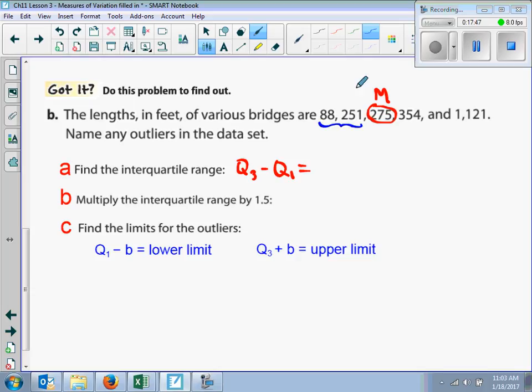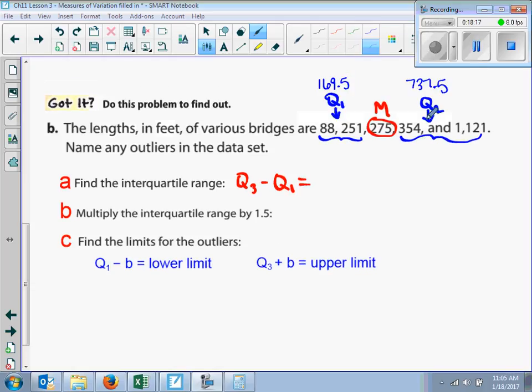So this is going to be quartile 1, and I'll write the number above. Quartile 1 is 169.5. So we added these 2 numbers together and divided by 2. That gave us 169.5. So now to find quartile 3, we need to add the 2 data values in the upper half, and divide by 2. After we added the top 2 numbers there, we divided by 2, we got 737.5. So in order for us to find our interquartile range, we're going to subtract 737.5 minus 169.5.